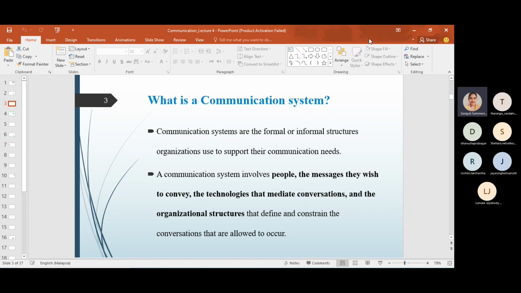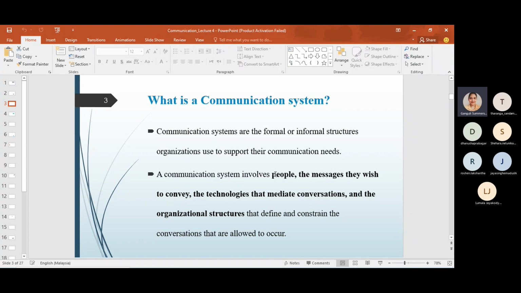In a communication system, we have people, messages, technologies, and organizational structures. We have all these different kinds of elements, and they are different from one another. I have highlighted the elements of the communication system in this second sentence. People are people, messages are messages. Technologies are completely different from people and messages. And organizational structures are something separate from people, messages, and technologies.